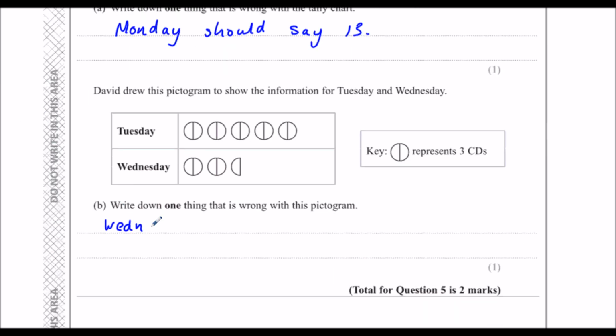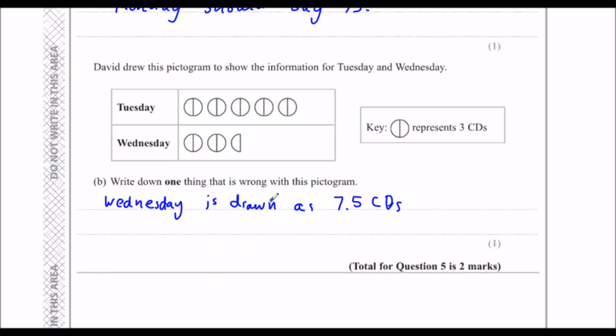Wednesday is drawn as 7.5 CDs. This can't possibly be right. It should have been 8. Or you could say you can't have half, but it should be 8.